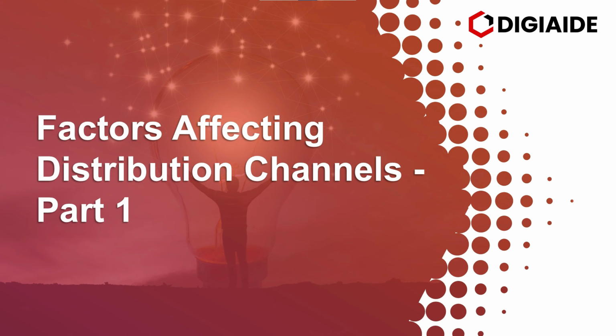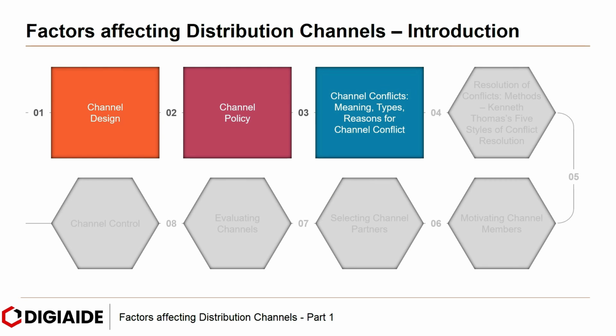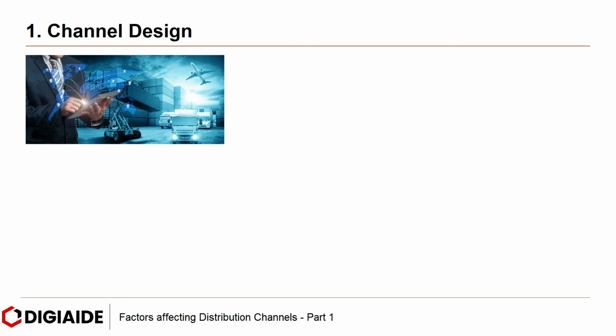In this video, we are going to cover the topic on factors affecting distribution channels. Now, this particular topic will be covered in 3 parts. This video is part 1. In total, there are 9 factors that affect distribution channels. In this video, we'll be covering the first 3. Let's start with the first one, channel design.